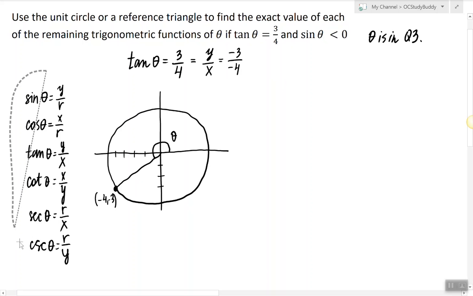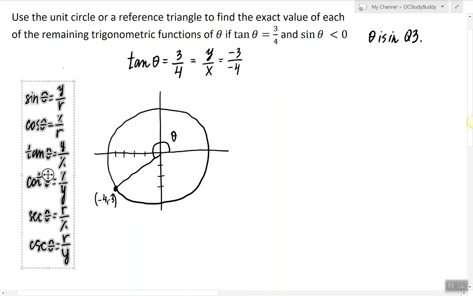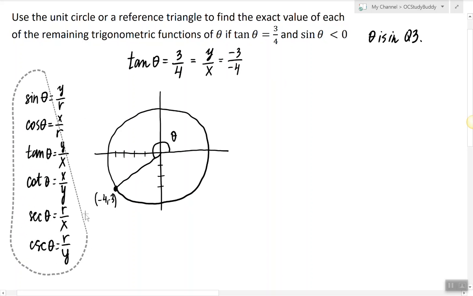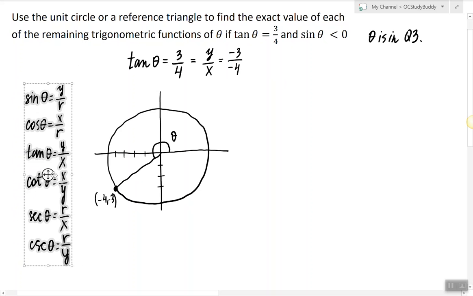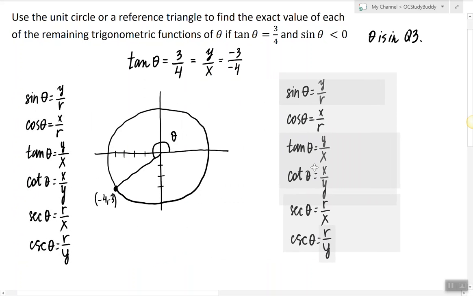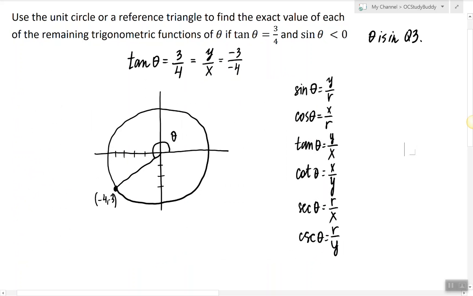So the only value that we don't know of these 3 is the r value. So how do we find it? Well, we draw this triangle, and this is what is called the reference triangle.